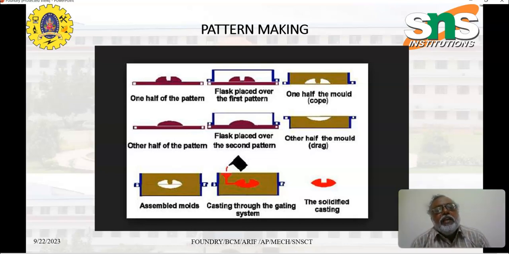Pattern making has a major role in the foundry. The pattern is the sample of the component which is required. By using the pattern, we make a mold accordingly. By using the mold, we can get the required component in the form of casting.